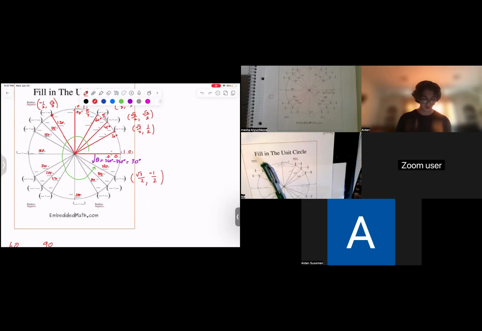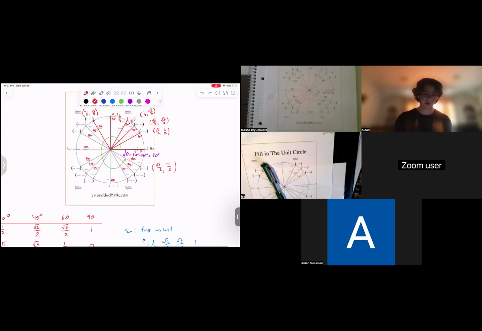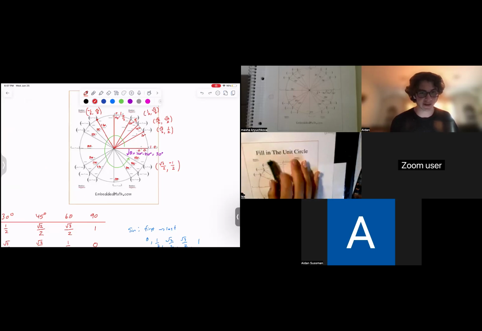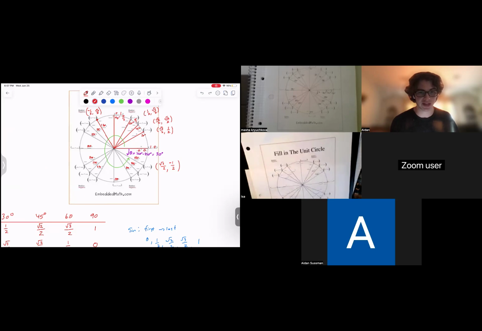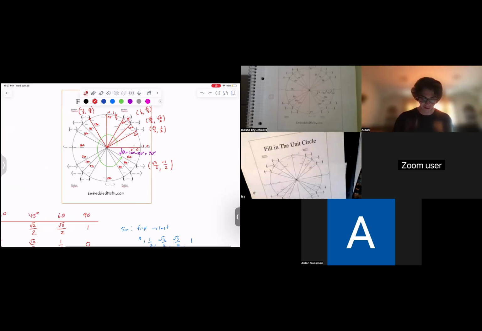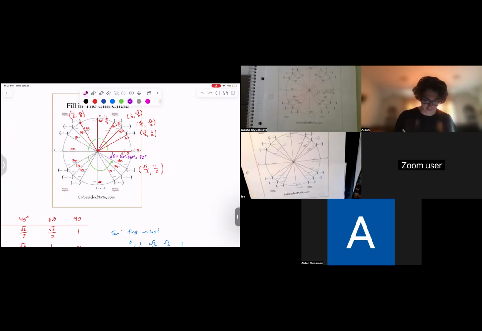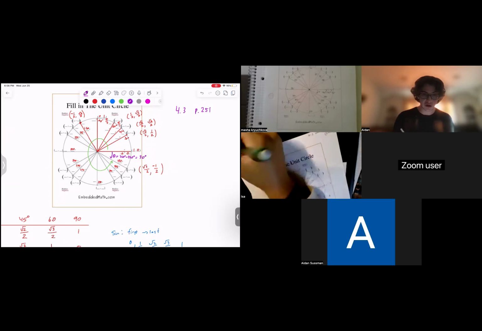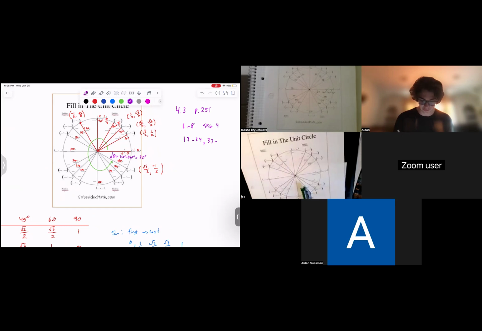Any questions? So for homework, we're going to be filling in all of our unit circle. And there's a worksheet that says 4.3, page 251. For 4.3, you're going to do 1 through 8, but skip number 4. And then you're going to do 17 through 24 and 33 through 40. Okay, so this is the first homework.